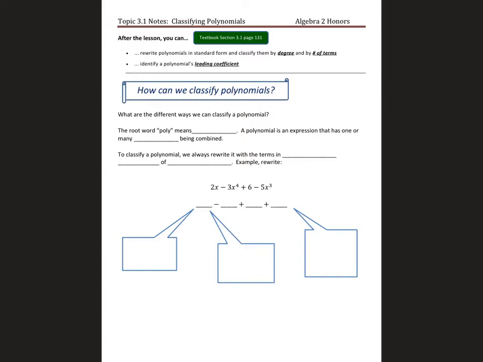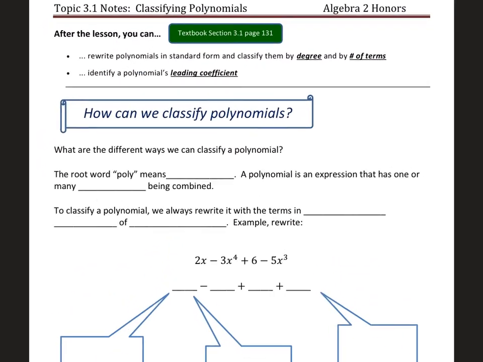Can we observe the graphs and understand something about the function rule? In other words, its equation. So that's really what we're trying to ascertain in this chapter. This first section should be a review, and in it we're going to classify polynomials by both degree and number of terms. Okay, so let's get started.